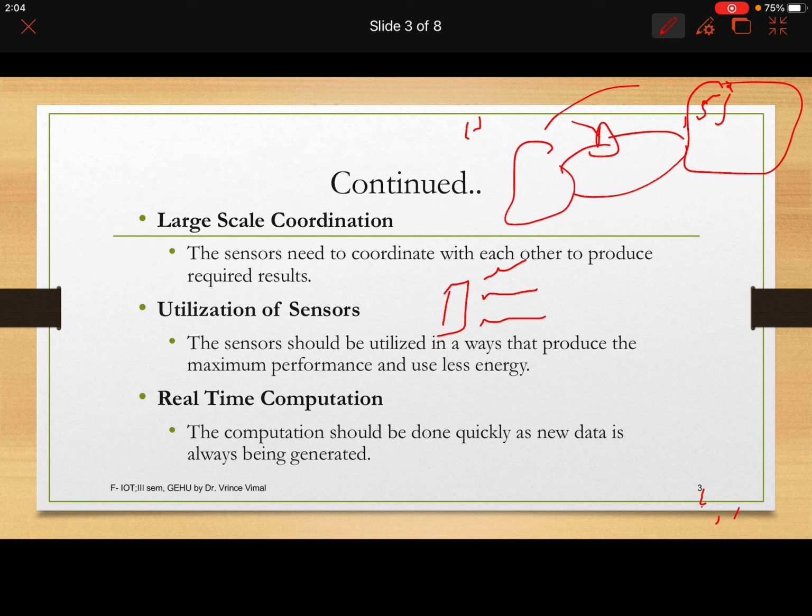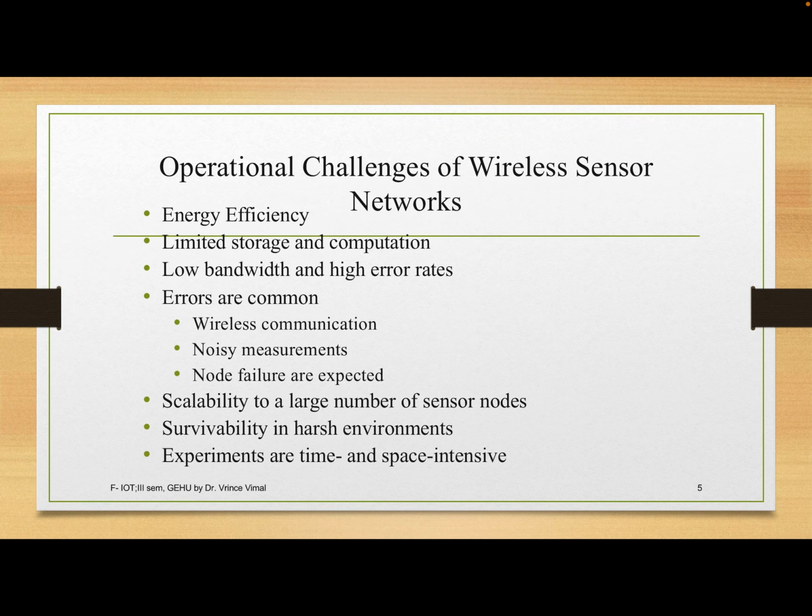Then real-time computation. A lot of emergency applications we talked about previously require real-time attention and real-time feedback to be generated. So this should also be integrated in the sensor network design. Now these are the design challenges of wireless sensor networks.